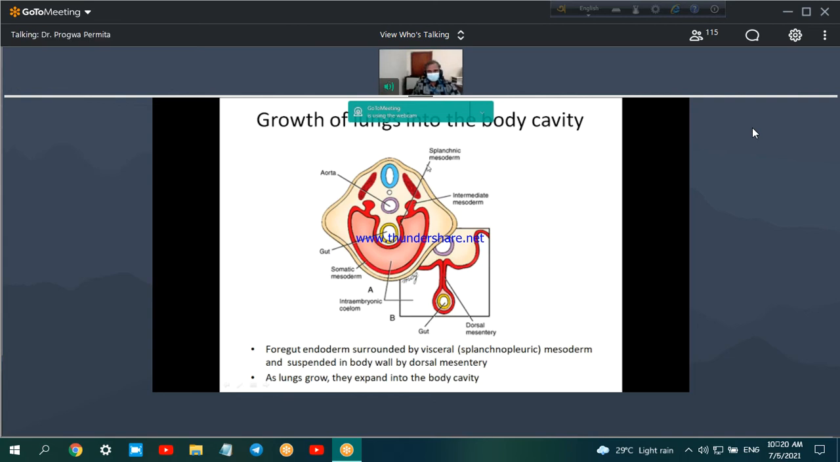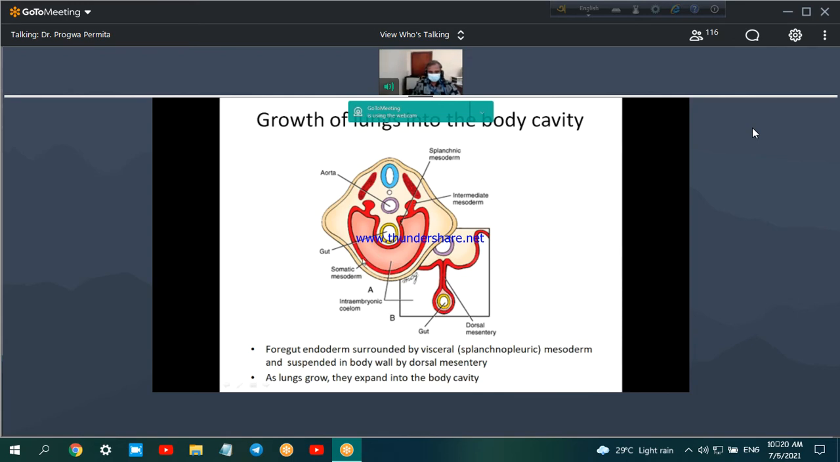Now, growth of the lungs into the body cavity. In the figure, this is the splanchnic mesoderm, this is the intermediate mesoderm, this is the primitive gut, this is the aorta, this is the somatic mesoderm, and this is the intraembryonic coelom. The foregut endoderm is surrounded by visceral or splanchnic mesoderm and suspended in the body wall by the dorsal mesentery. This is the dorsal mesentery.